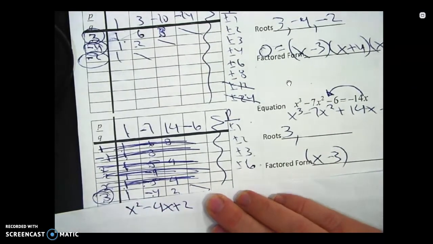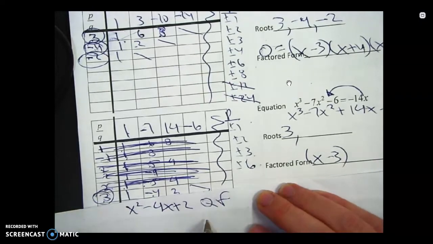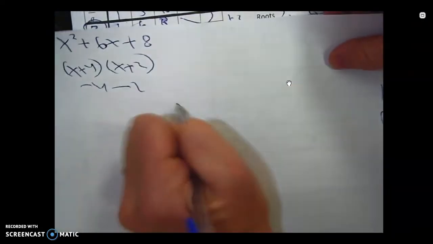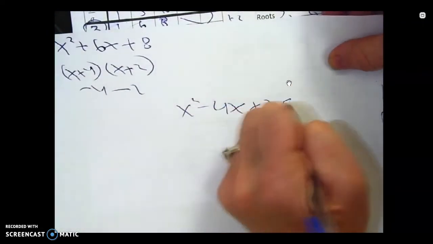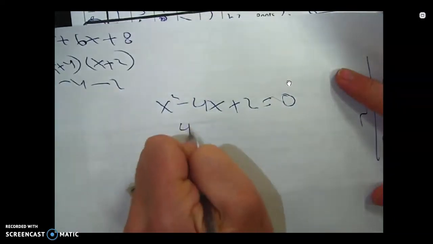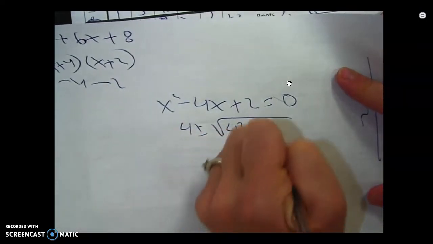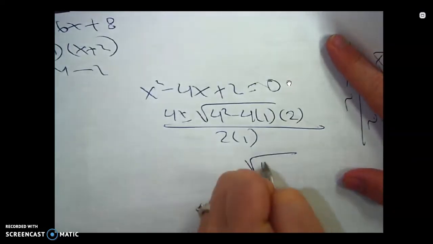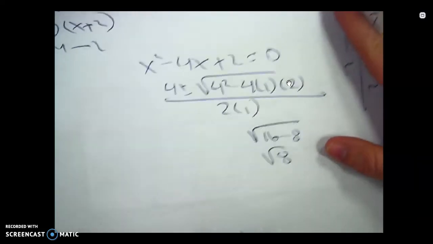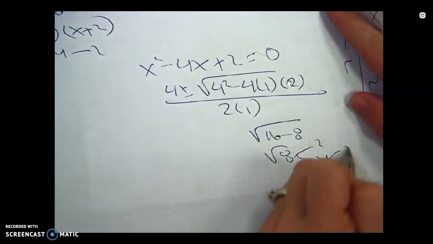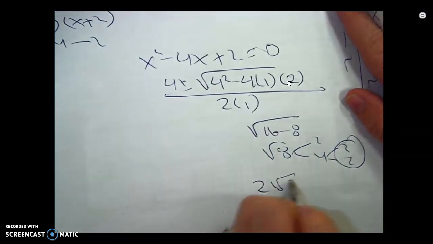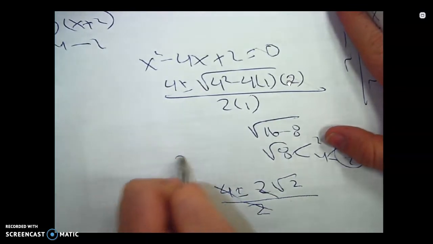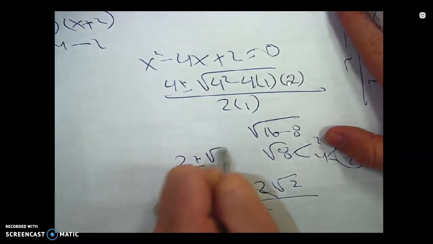I know I can't factor that, so I'm either going to have to do the quadratic formula or complete the square. I'm going to do the quadratic formula, because people that are good at completing the square get it, and people that need help simplifying the quadratic formula, I want to do that. So the square root of 16 minus 8. The square root of 8, 2 radical 2. 4 plus or minus over 2, divide by 2, so it's 2 plus or minus rad 2.